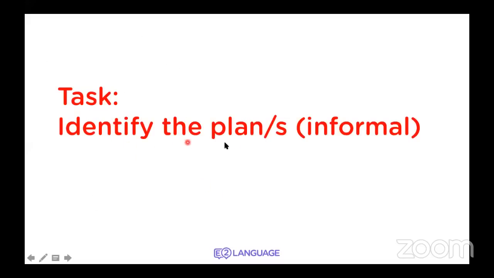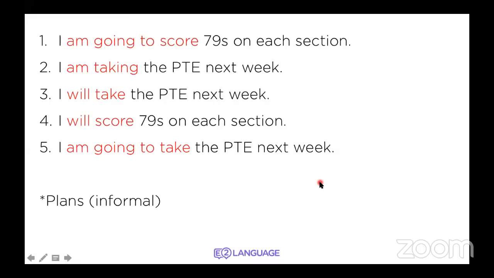This time, identify the plan or plans. There might be more than one that are informal. The informal language, and it's a plan. Might be more than one, by the way. Good, looking good. Good, Garav. Good, Smaranika. Riham. Mihul, check your number 1. It's supposed to be a plan, not a prediction.